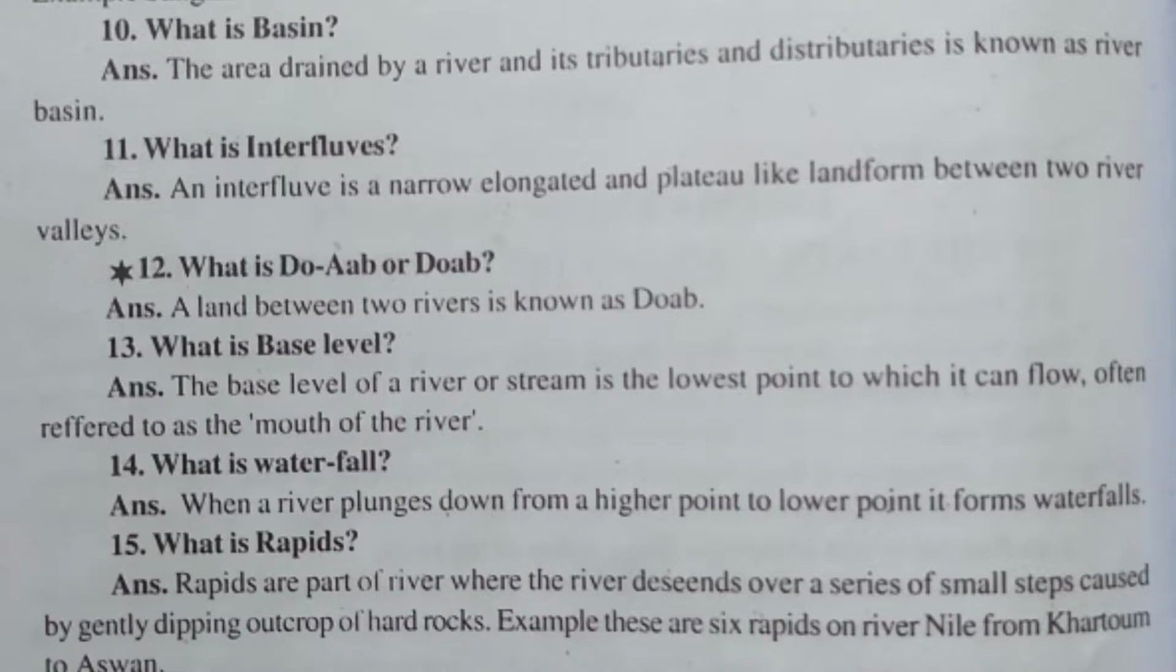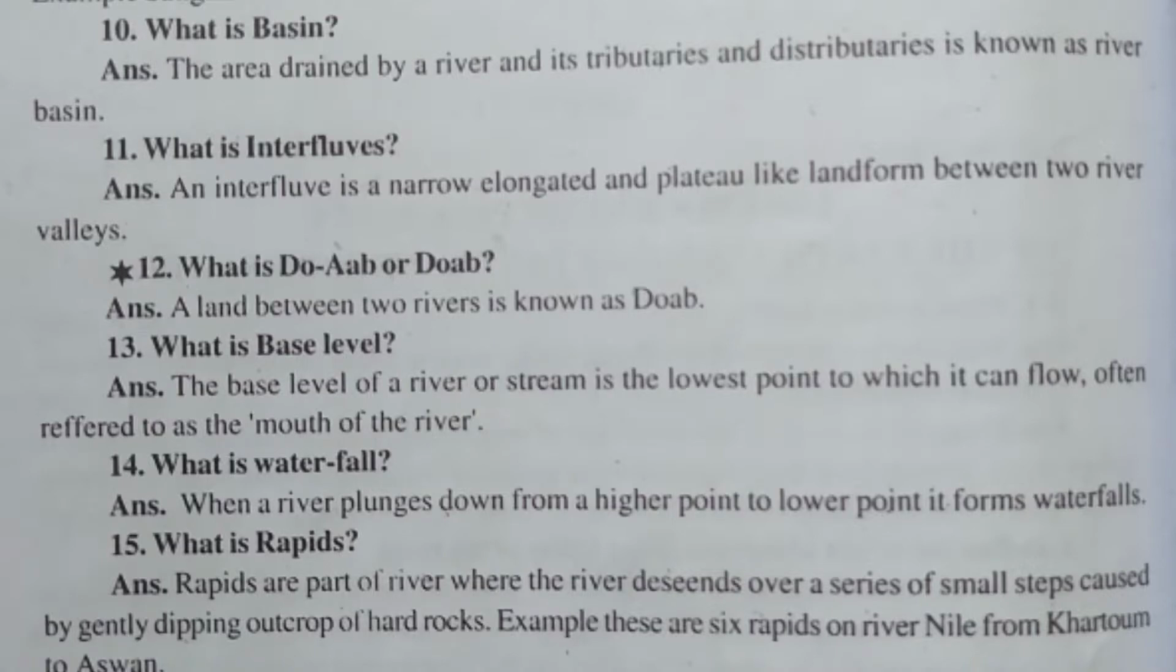Next question is what is base level? The base level of a river or stream is the lowest point to which it can flow, often referred to as the mouth of the river. Next question is what is waterfall? When a river plunges down from a higher point to a lower point, it forms a waterfall.